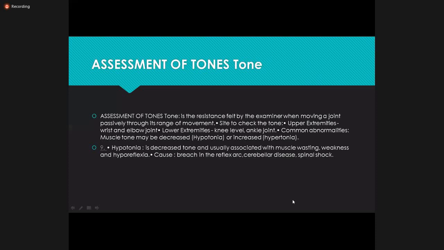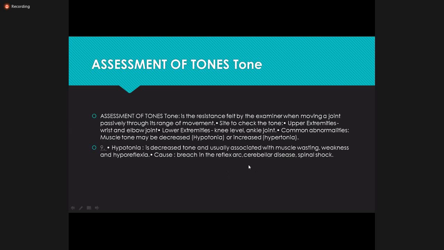Now in all of the causes of upper motor neuron lesions, which I have told you, from the cortex to corona radiata to internal capsule, brain stem and up to the spinal cord, if there is any pathology, it leads to hypertonia. And anything which involves the lower motor neurons, that is the anterior horn, peripheral nerve, neuromuscular junction or the muscles themselves, causes hypotonia.